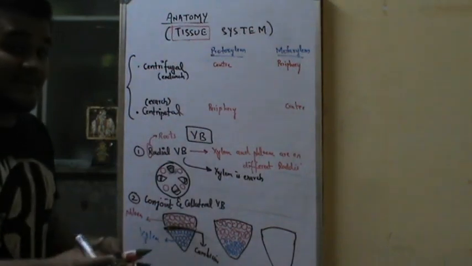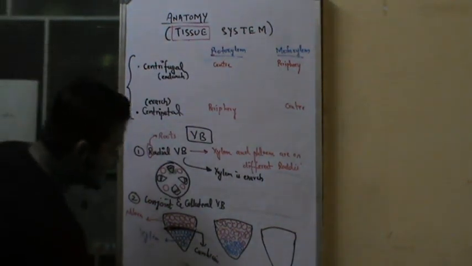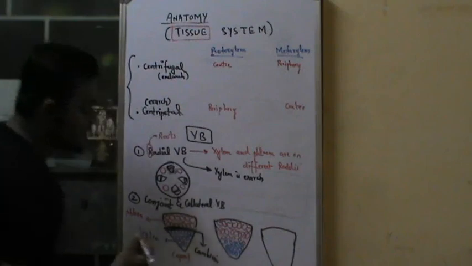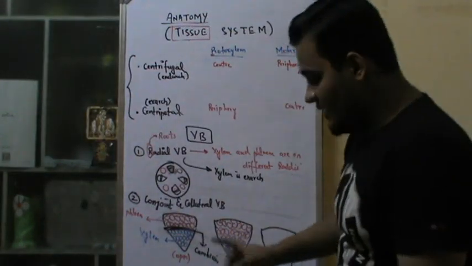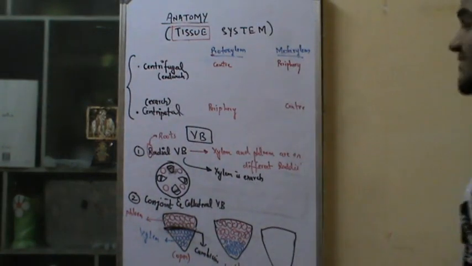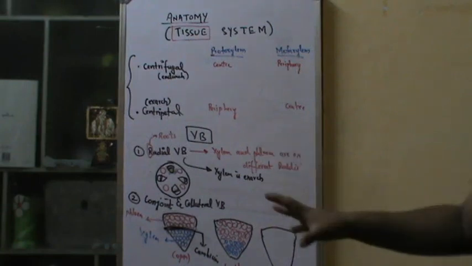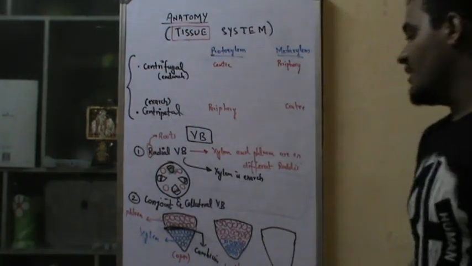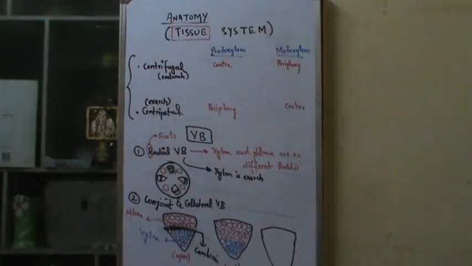So xylem and phloem, okay, always remember. Between phloem and xylem, if there exists cambium, then this is called an open vascular bundle. Whereas if there exists no cambium, then it is called the closed vascular bundle, right? Is it understood, it's very simple. Closed means completely packed, there is no cambium between. Okay, then that is called a closed vascular bundle.